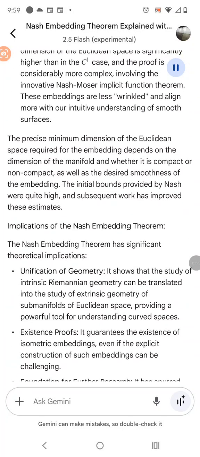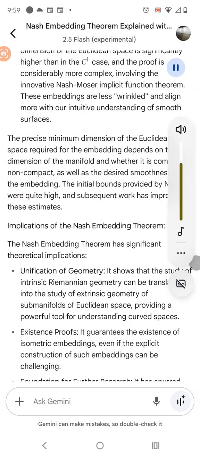The precise minimum dimension of the Euclidean space required for the embedding depends on the dimension of the manifold and whether it is compact or non-compact, as well as the desired smoothness of the embedding. The initial bounds provided by Nash were quite high, and subsequent work has improved these estimates.